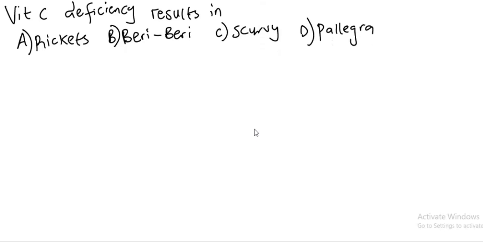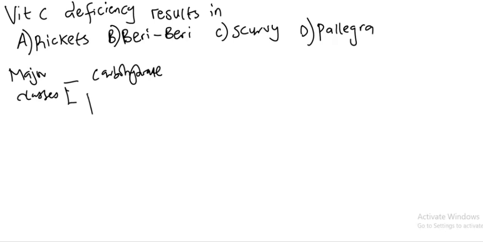Vitamin C deficiency results in. All right, so remember we said we had what now? The major classes of food and the minor classes of food. So the major classes of food include our carbohydrates, our protein, and what's now? Fat and oil.